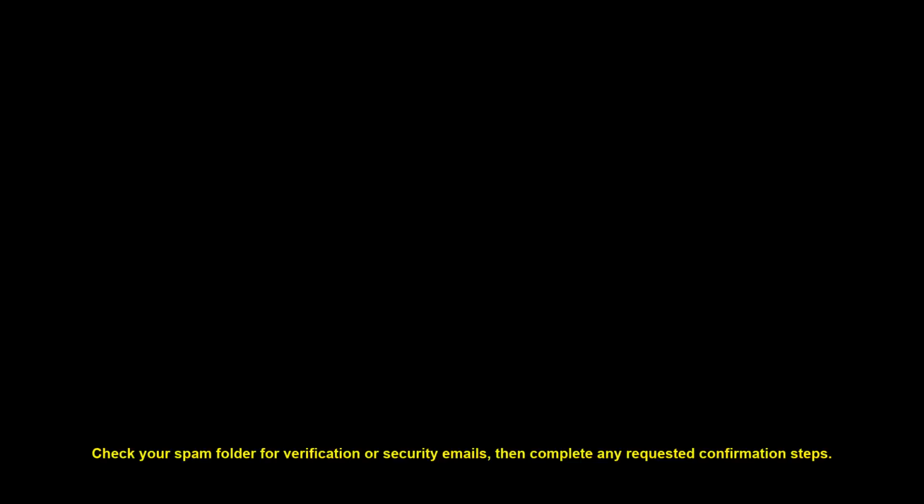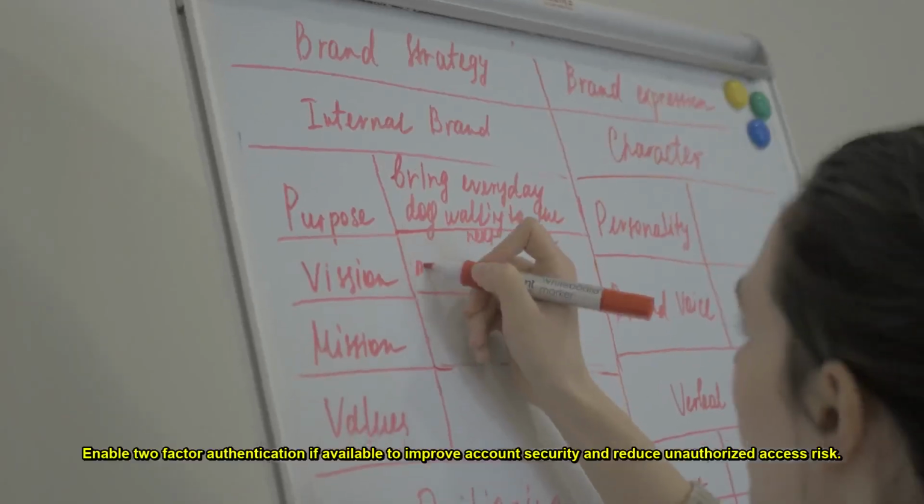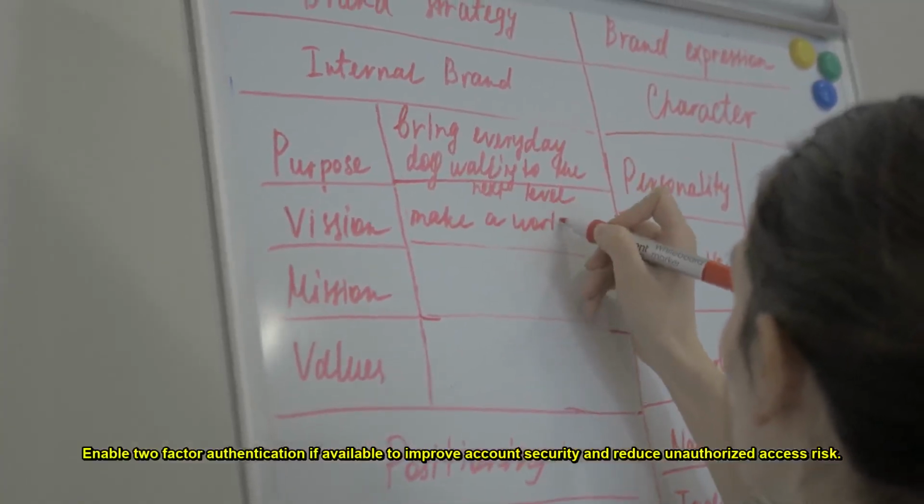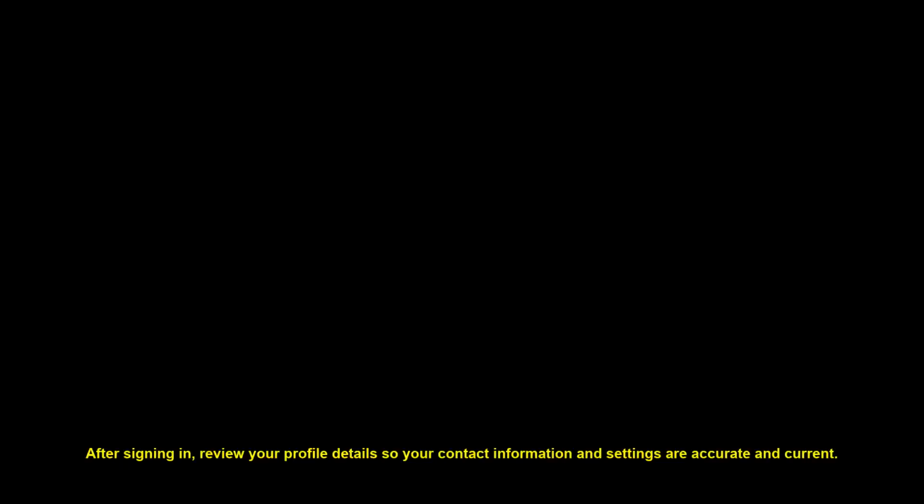Check your spam folder for verification or security emails, then complete any requested confirmation steps. Enable two-factor authentication if available to improve account security and reduce unauthorized access risk. After signing in, review your profile details so your contact information and settings are accurate and current.